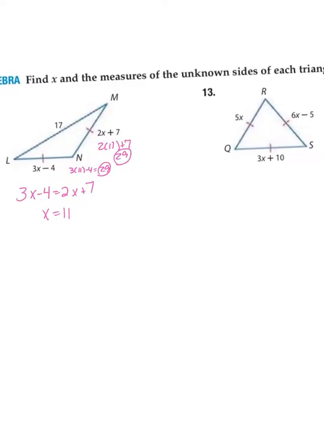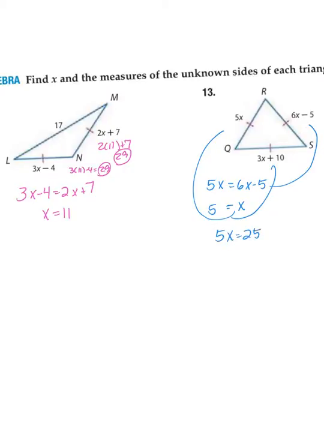Let's move that over. Now for number 13, we notice it's equilateral, so I can set any of them equal. I just need two of them. X is 5, and then when I plug 5 in all the way around, I'm going to see that each of my sides is 25 units.